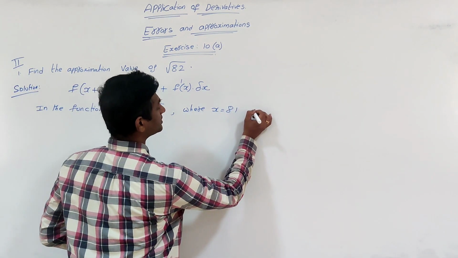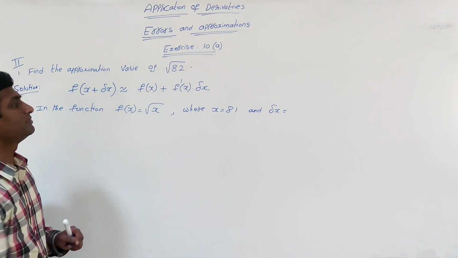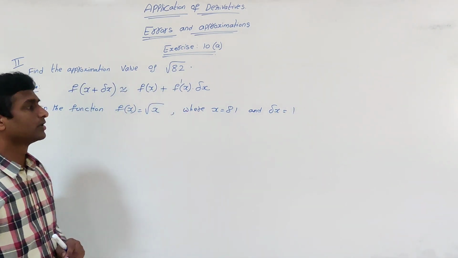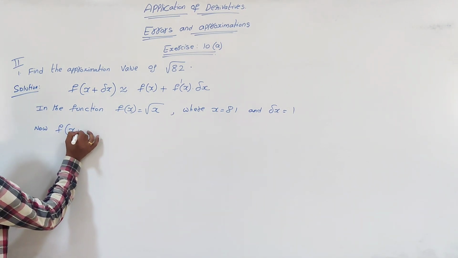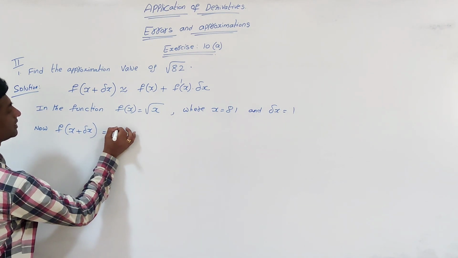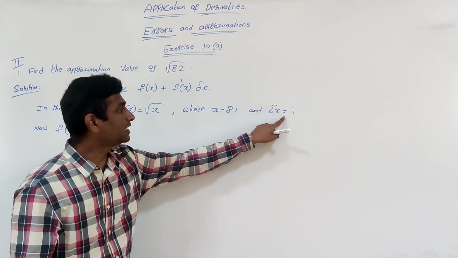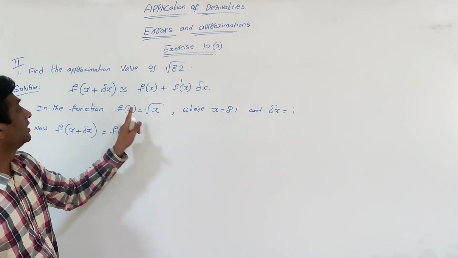And what is the difference? And delta x is what? What is the difference between 82 and 81? It is 1. Now f of x plus delta x, x is 81 and delta x is 1. So 81 plus 1 gives 82. For what function? Root x function.